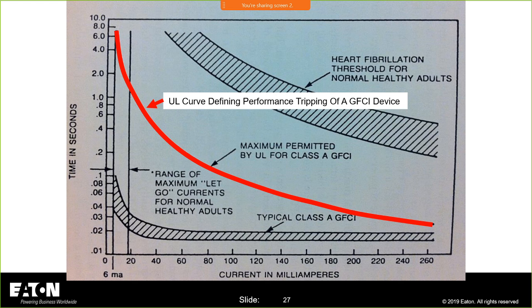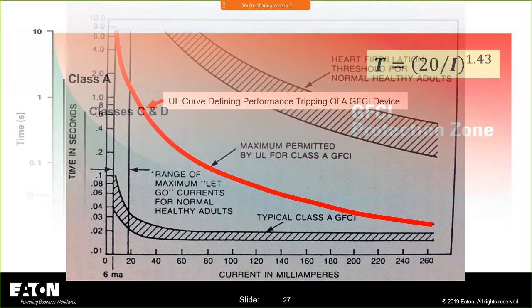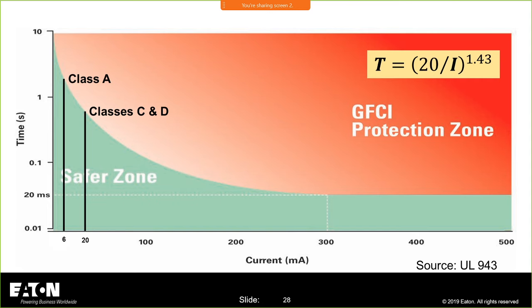That UL curve, there's an equation for this UL curve. And in reality, GFCIs trip a lot faster. It's not because that's the design and what our goal was. It's just because of the sheer physics and the way the GFCI opens. It just acts that fast. So you get a very fast response time. There's the equation that I was talking about.